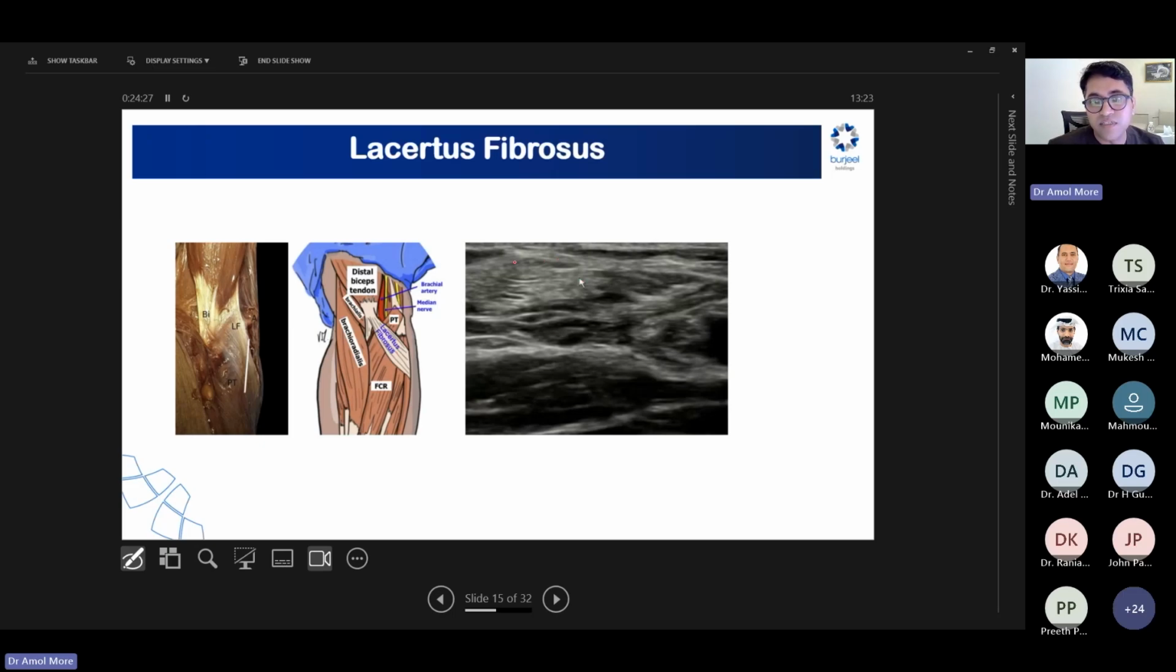On ultrasound, this is your distal biceps tendon. And if you see the fibrous structure which is going along the deep fascia of the proximal part of the forearm, which is nothing but your lacertus fibrosus.